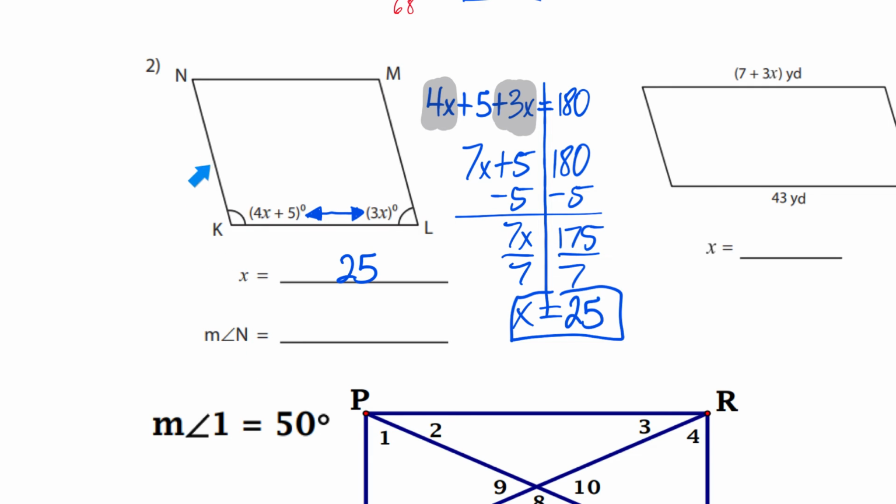Now this asks for angle N, so angle N's up here. I don't know anything about that, but I do know in a parallelogram that opposite angles are equal, so if I can find the measurement of angle L, I'll know the measurement of angle N since they're the same. So I'm going to plug in 25 right here. What's 3 times 25? 75.